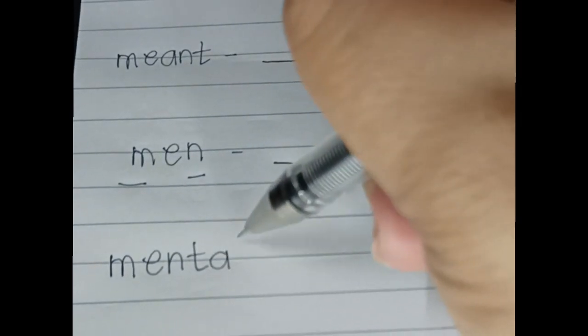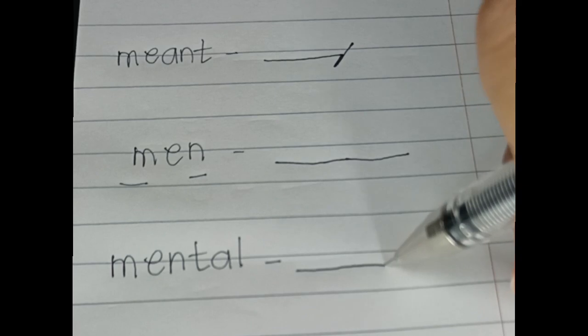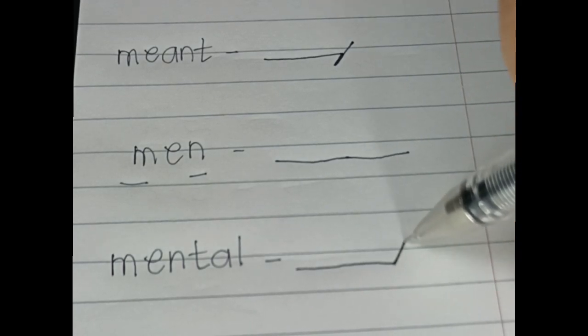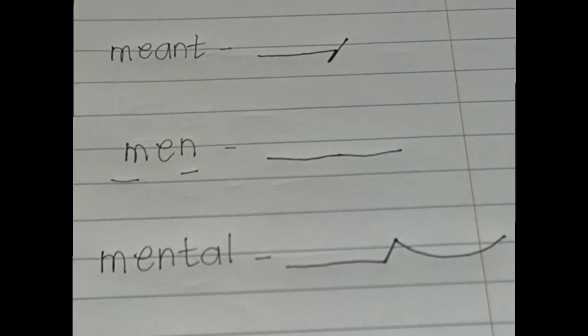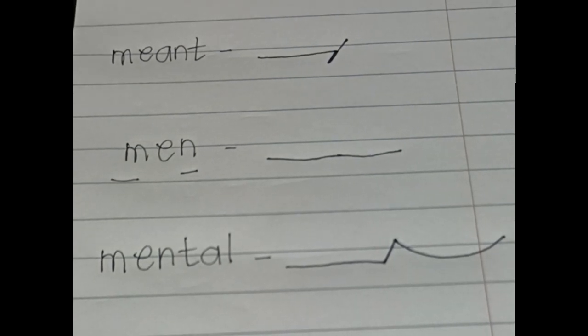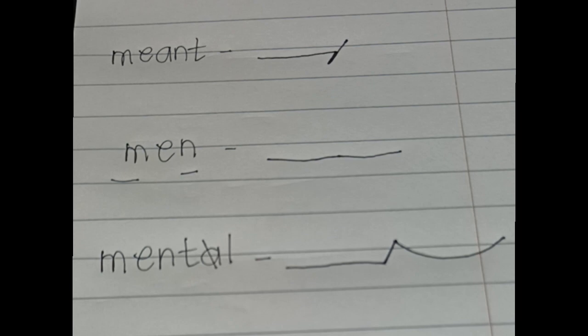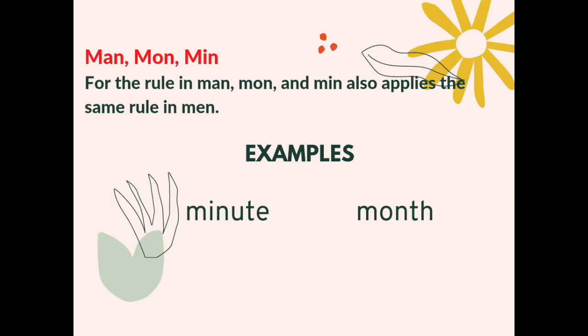Next word is mental. So it is represented by a long straight forward line, then the sounds of T, and the long forward curve. This is now mental. We have to apply the omission of minor vowel. The rule in men, mon, and min also applies the same rule in men. We have to join the M and N.